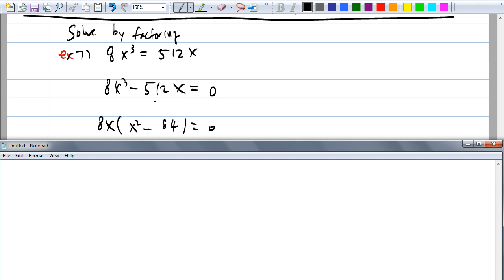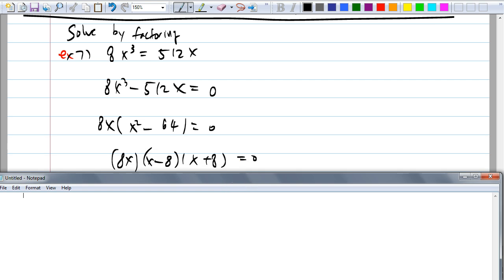Now look at the x squared minus 64. Do you know how to factor that? Yes, it's a difference of squares. What's that equal to? It's x plus 8 times x minus 8. That's right. Now, how many solutions would you get in this? This is not even a quadratic. It's a cubic equation, isn't it? It's x to the third power.